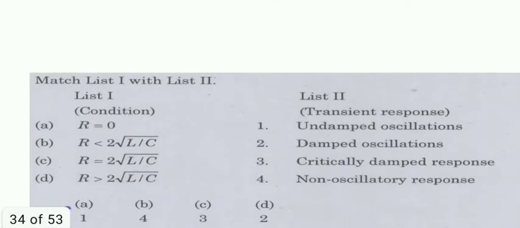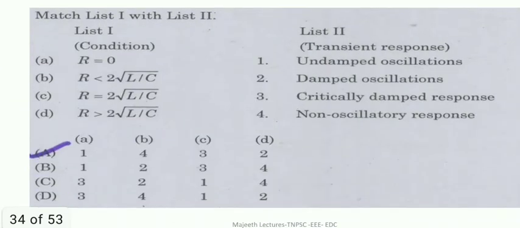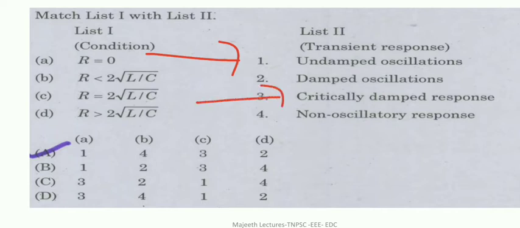And next one, match the condition. Right, when R is equal to 0, it is undamped. It is well known. When R is equal to 2 into root of L by C, it is critically damped. So A is equal to 1, C is equal to 3. So A1, C3, these two, A and B are right. So let us see what is about B. When R is less than 2 into root of L by C, that means it should be non-oscillation.